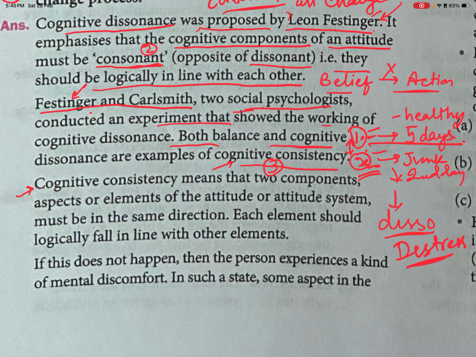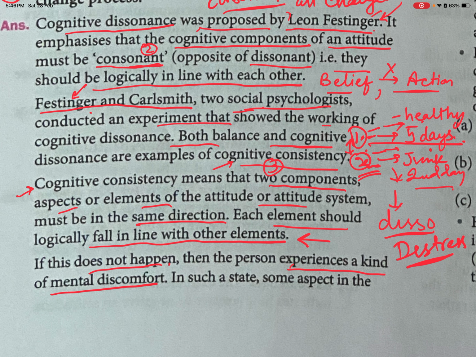Now further, cognitive consistency means that two components, aspects or elements of an attitude, or you can also term it as beliefs, right, must be in the same direction. Each element should logically fall in line with other element. So here in this example, there is no logic that you are believing on something, cognition 1 is saying something, and actually your actions are saying something else. So they are logically not in line with each other. If this does not happen, then the person experiences a kind of mental discomfort that I mentioned as distress.